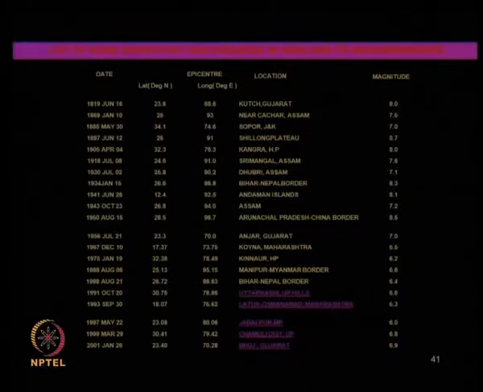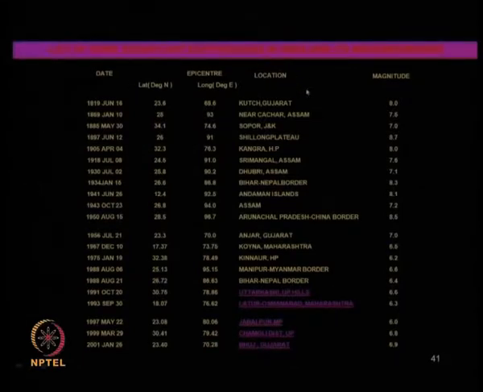This is another list which shows some significant earthquakes in India and its neighborhood. You can see the date, the latitude and longitude of the epicenter, the location of the earthquake, and the corresponding magnitudes. Like 1819 on June 16th, the Kutch Gujarat earthquake, which was of magnitude 8. Then 1869 January 10th, near Assam, there was an earthquake of magnitude 7.5. Then 1885 in Jammu and Kashmir, magnitude 7.